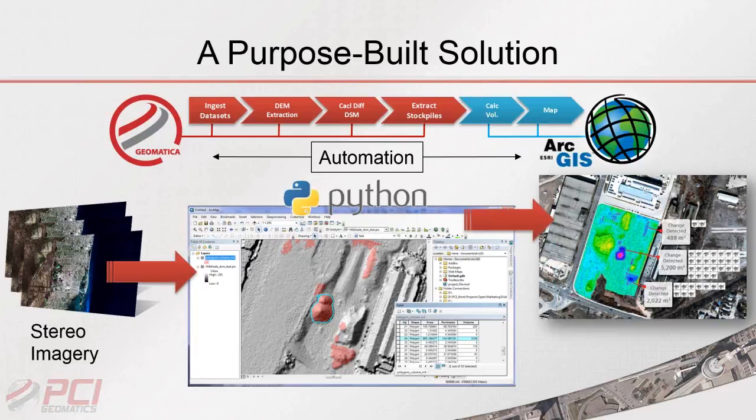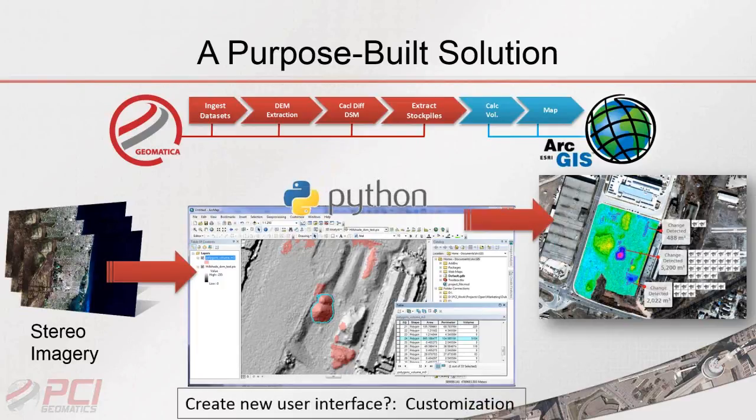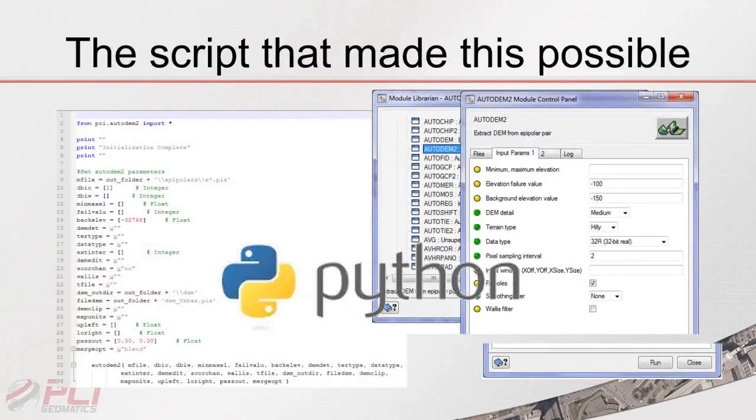Then we pass the information over to ArcGIS, where automatic volume calculations can be performed and a map can be authored. And that map can be a static map or it can be a web map that can be served over the internet to potential users. So this is an example of a completely automated solution that can be built using Geomatica on one side and ArcGIS on the other.